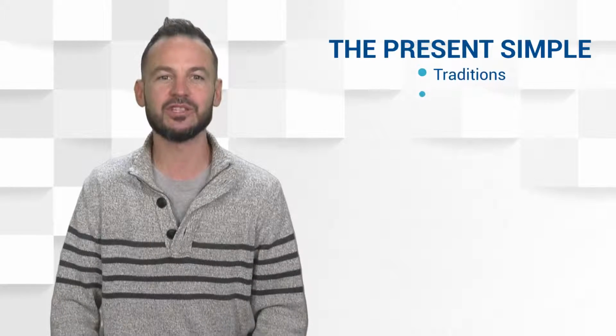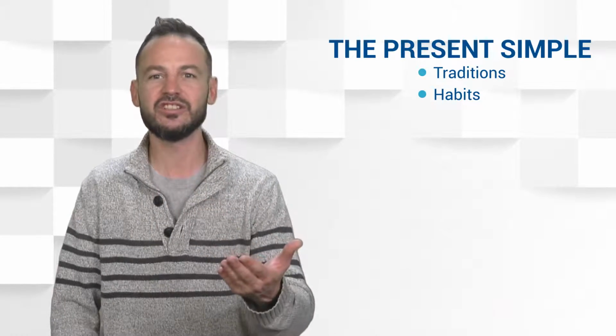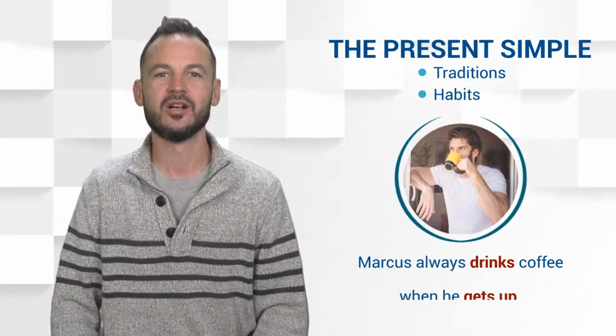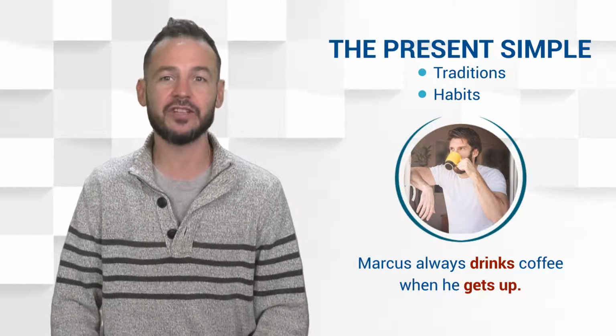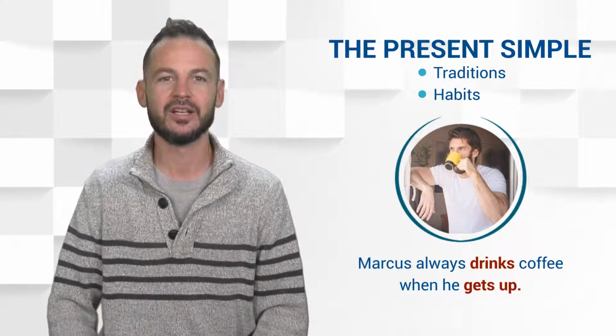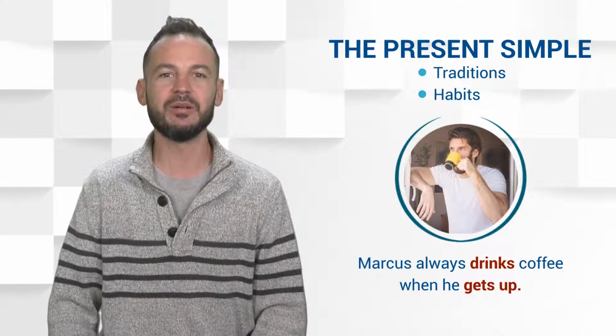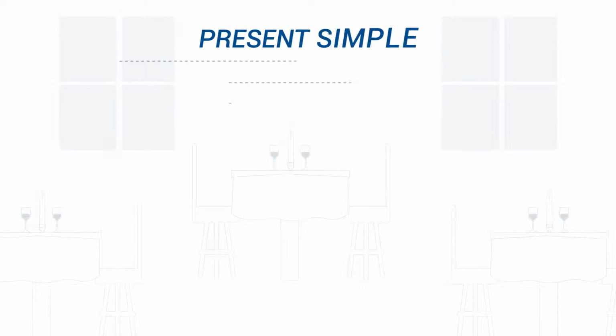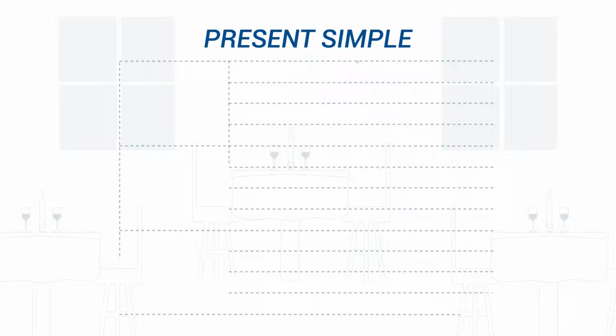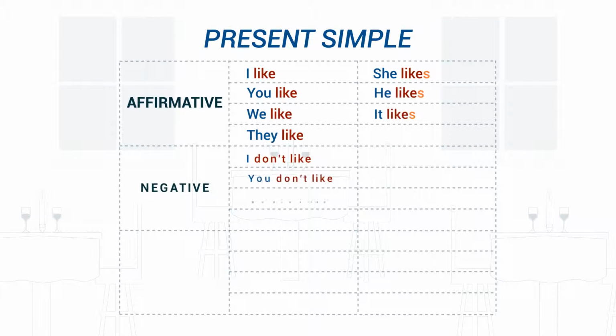Also, we use it to describe a situation that happens regularly as traditions or habits. Marcus always drinks coffee when he gets up. It is also important to remember the form for the present simple. Let's check its structure by using the verb like.